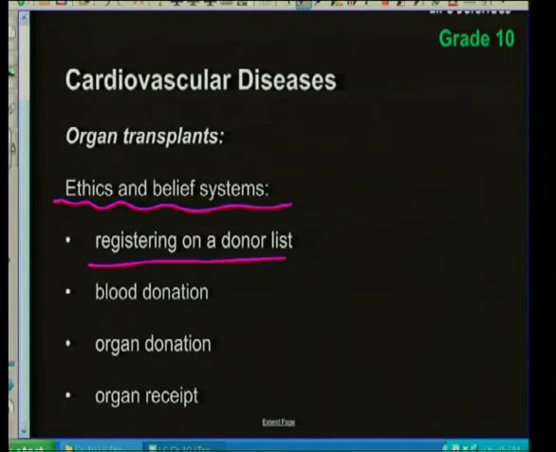Also, when you want to be on this list, you have to register on a donor list. Also, you must try to donate blood when you can, and as a donor, you can give your name, or you can be an organ recipient as well. So you can list on these things as well.